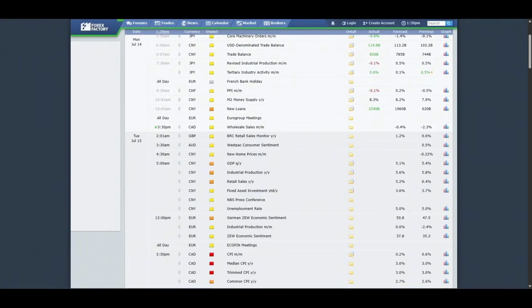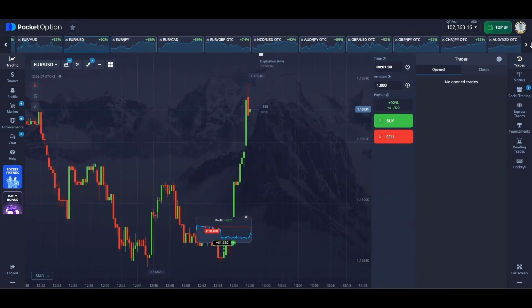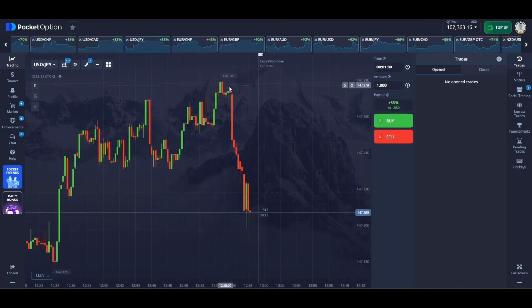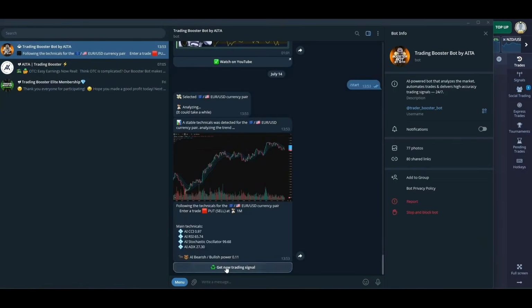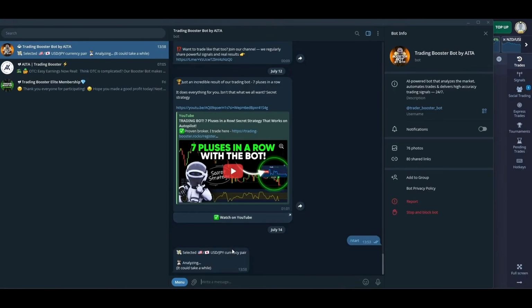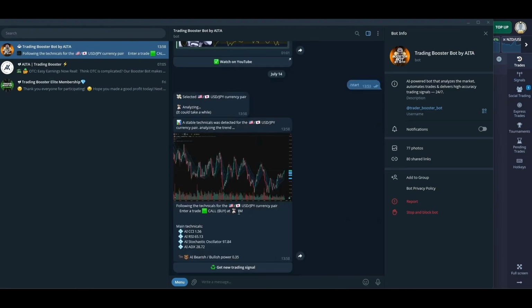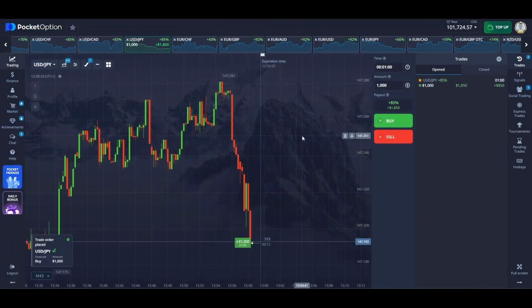Now, let's move on. The next thing that happens is indicator analysis. Let's even open a trade, and I'll show you everything with an example. For example, I choose the US dollar to Japanese yen currency pair. So, I go to BoosterBot, select this currency pair, and set the trade time to 1 minute. And I get a buy signal. Right from here, I open a buy trade.